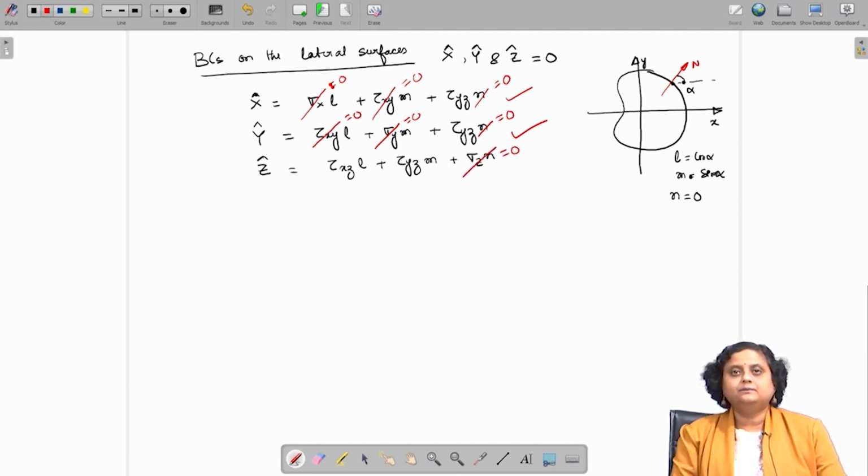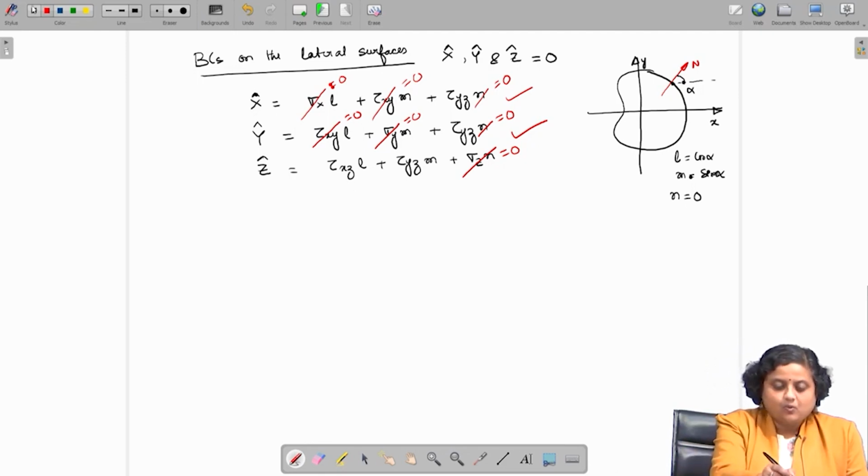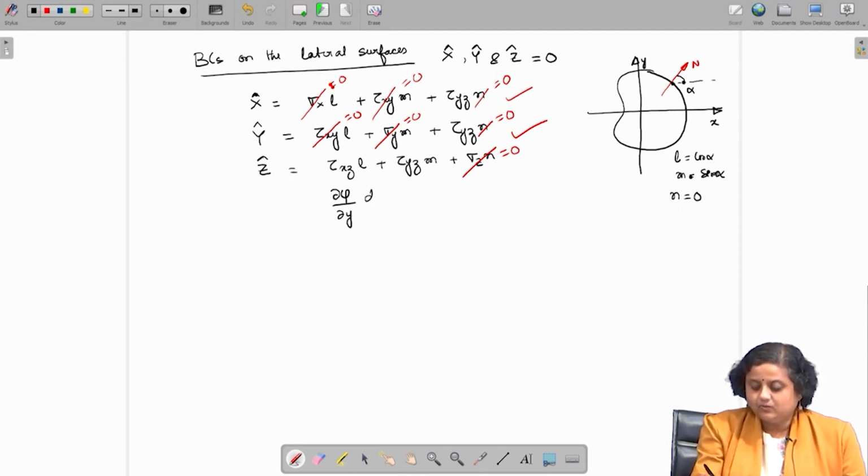Now, the third boundary condition has the problem. So, sigma z n is anyhow equal to 0, because both sigma z and n are equal to 0. Now, let us look into this. What is tau x z? Tau x z is del phi by del y, L is dy by ds.